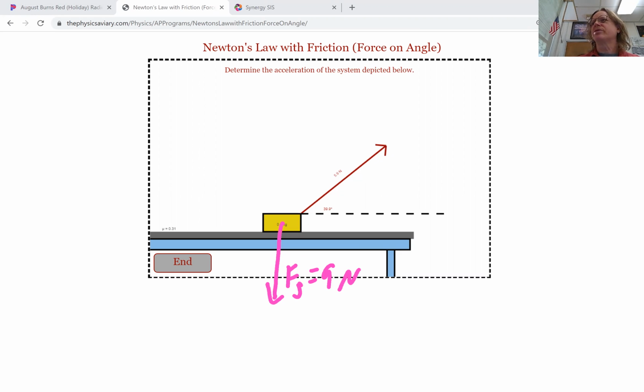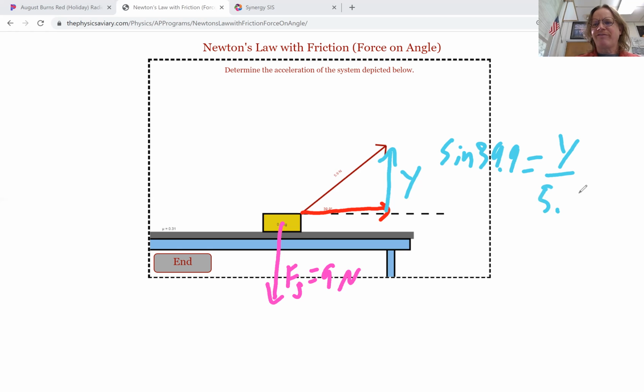So the next thing I want to do is separate this into X and Y components. This is going to be my X component this way, and this is going to be my Y component this way. Keep in mind that's 39.9 degrees, this angle right over here. So if I want to find F of Y, that's the opposite and the hypotenuse, so I'm going to use sine. Sine of 39.9 equals the opposite side, my Y value, divided by my hypotenuse, 5.9.